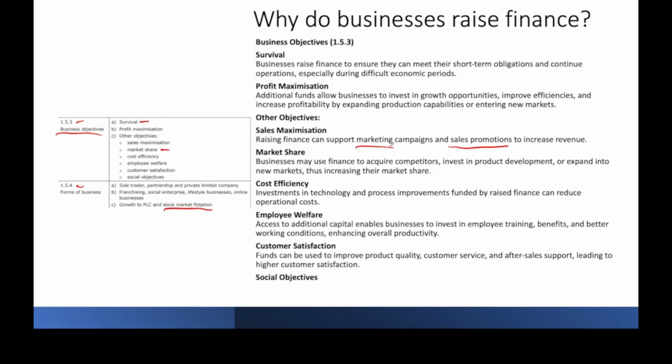Where is the money coming from? Is it coming from internal sources of finance, so from my profits that I've not spent on other things or given to my shareholders, or is it coming from me borrowing money, or people giving me money from outside of the company? Social objectives, well, you'll learn lots about social enterprises and charities in your theme 1.5.4.